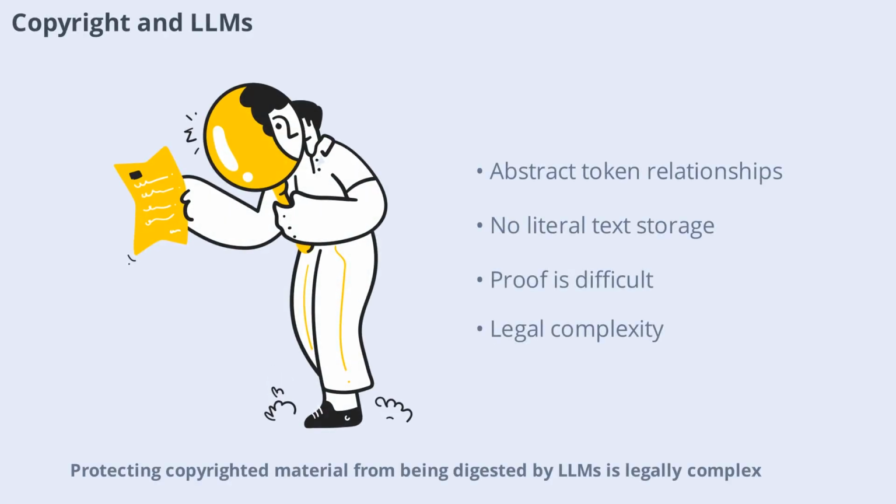Protecting copyrighted material from being digested by LLMs is legally complex. During training, documents are broken down into abstract mathematical relationships, not stored as literal text. This makes it difficult to prove copyright infringement unless the model memorizes and regenerates exact passages. As a result, enforcing copyright in AI models remains a challenging legal and technical issue.